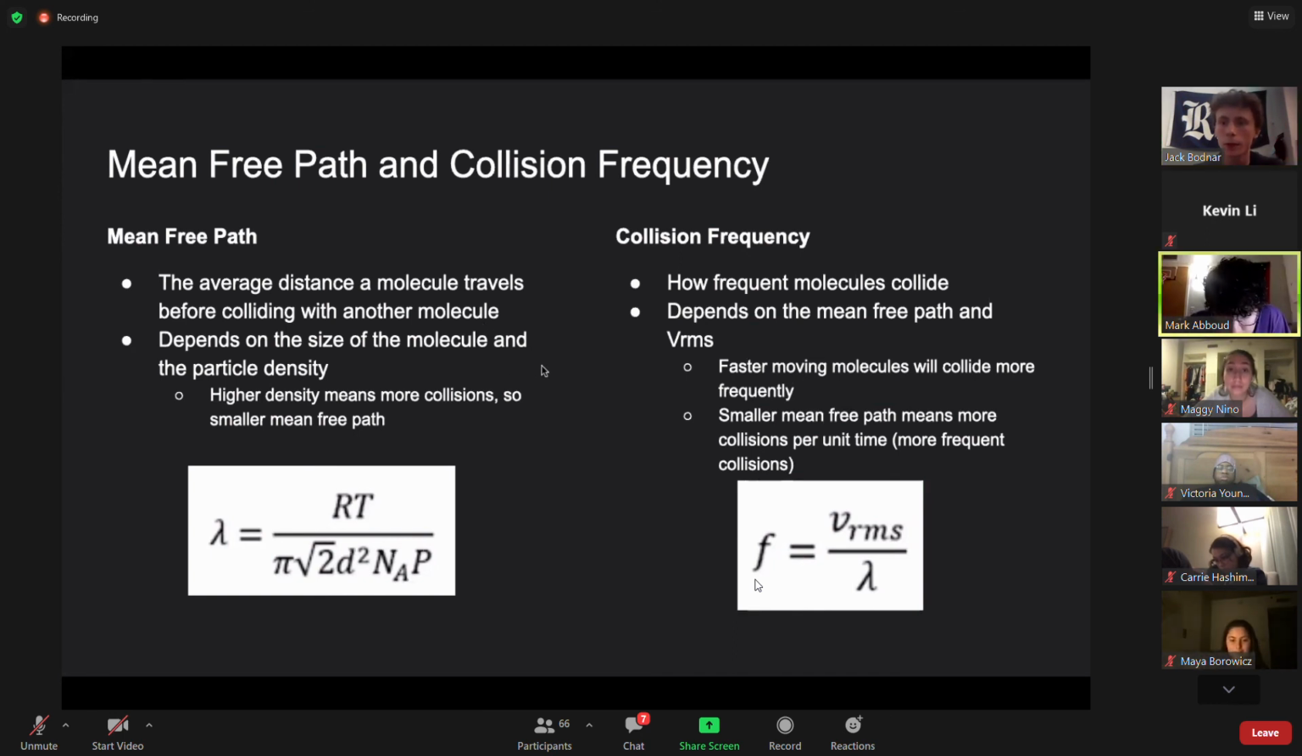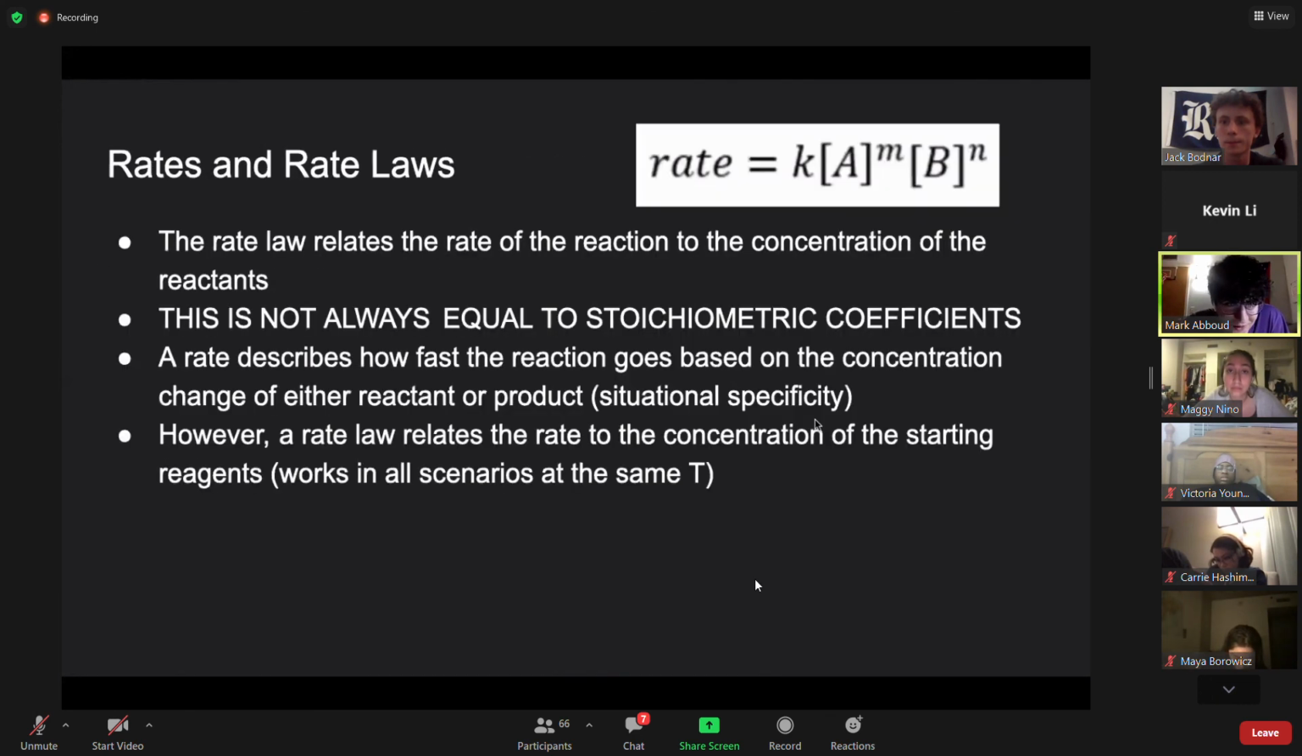Okay, next I have a private one. Can we go over rate expression versus rate law once more? Okay, Jack, do you want to do it this time? I don't think I'm coming across well. Yeah, I can try.